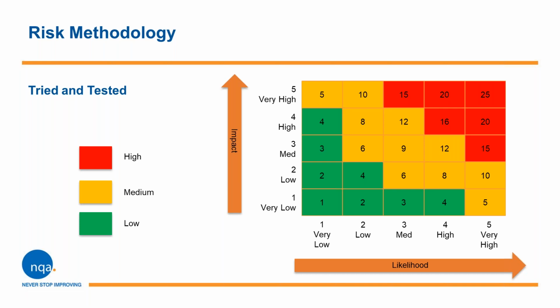So we'll just examine a 5x5 because it's a fairly common matrix with the impact along the side with numerical values of 1 to 5 and likelihood along the bottom, again with numerical values of 1 to 5. From here, you can determine the overall risk rating as high, medium or low, and they've set their threshold for low as under 5, between 5 and 14 as medium, and 15 plus as being high risk.